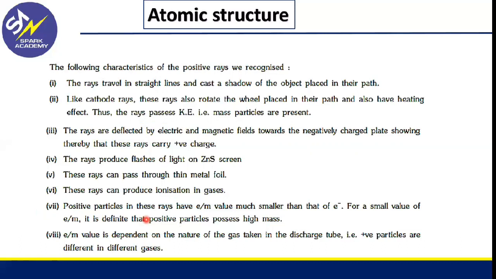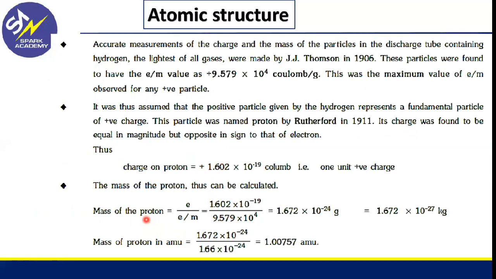And they also observed that the charge over mass value is dependent upon the nature of the gas. Based on whatever is the nature of the gas, the charge over mass ratio is dependent. So this is what they had observed. Based on all these, they got an e over m value of plus 9.5 times 10 to the power of 4 coulomb per gram. Because it was assumed that this is a positive charge, this particle was named proton by Rutherford. Although it was discovered by Goldstein, it was named proton by Rutherford.